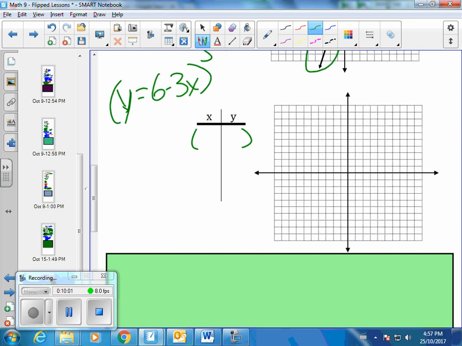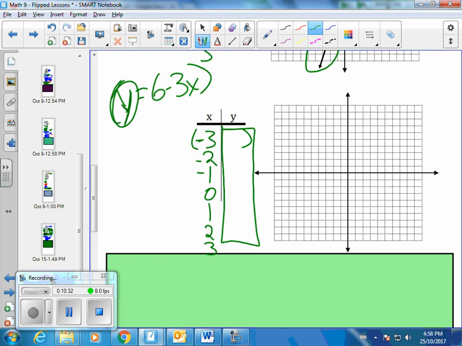So I have to create a table of values. Down here they say create a table of values for the relation for values of x from -3 to 3. So I'm going to do -3, -2, -1, 0, 1, 2, and 3. And I have to figure out what my y values are. Well, we know that every y is going to equal 6 minus 3x. So all I'm going to do is start punching these numbers in for my variable.